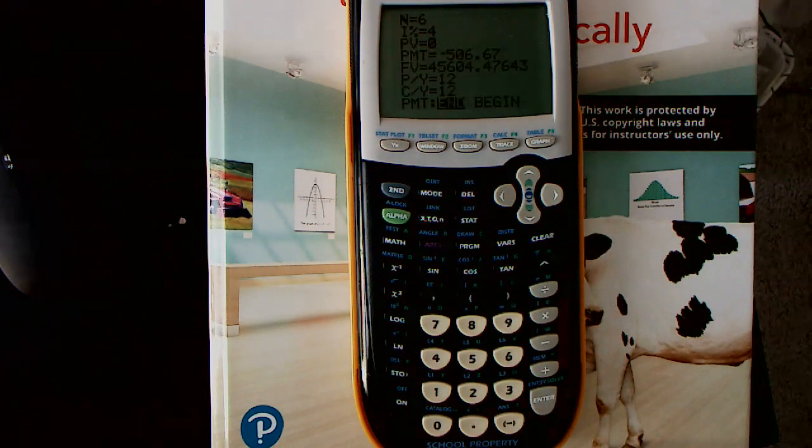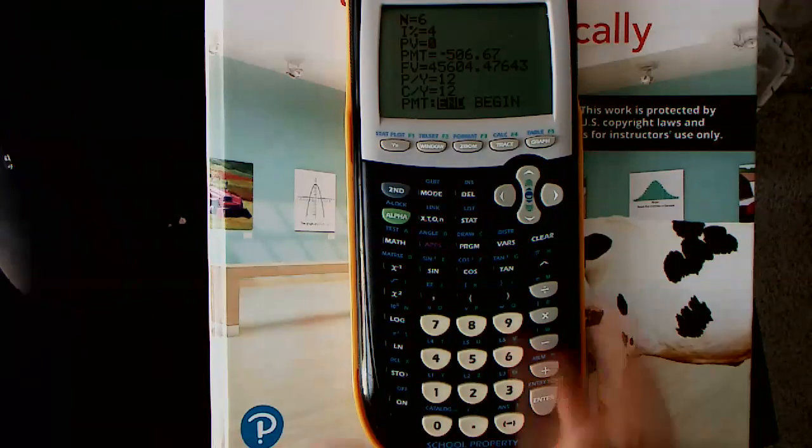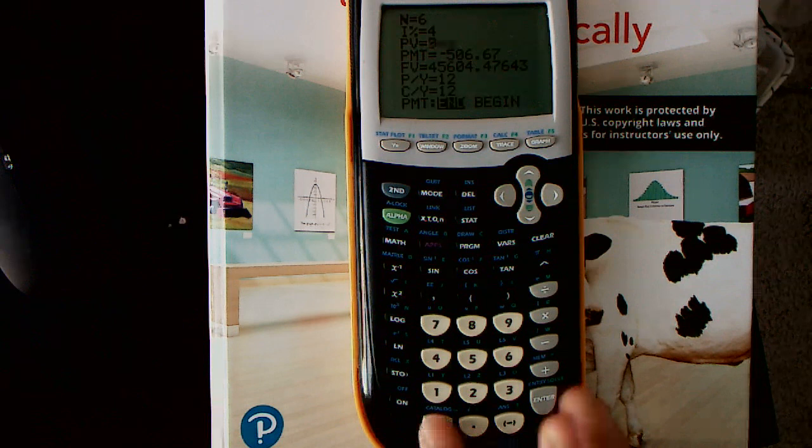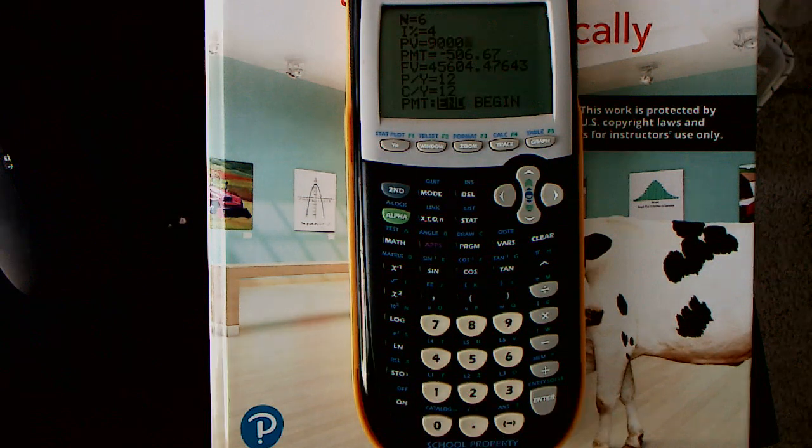PV. PV is the original principal, right? Originally, you invested how much money? 9,000? Let me double check. Yeah, 9,000. So PV, present value, is 9,000. That's how much money you deposit in the account at the very beginning, right now at this time. So it is called a present value as well.